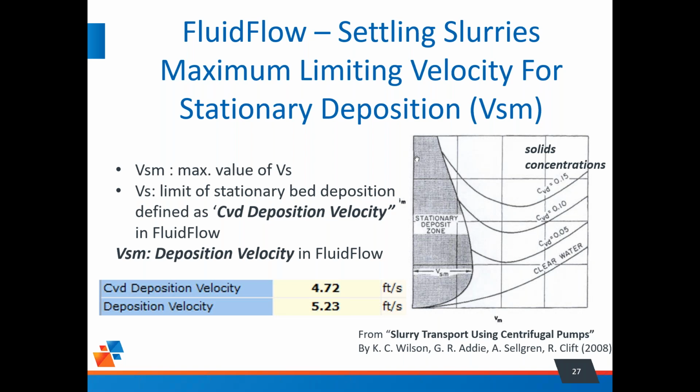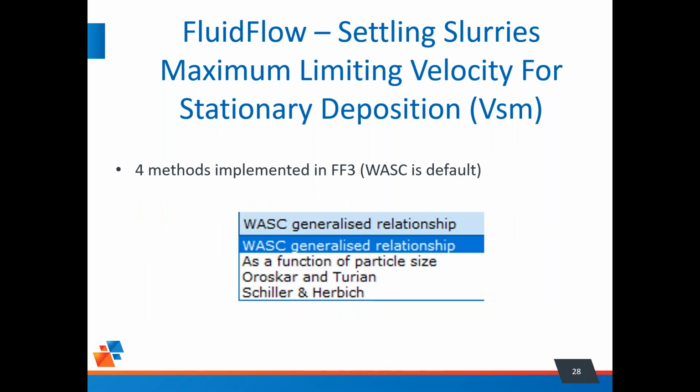In calculating the maximum limit velocity, there are four methods implemented in FluidFlow, and WASC is the default, generalized relationship, also known as Zellgren-Clift. A couple more are available there as a function of particle size that use the King formulas, Oroskar and Turian, and Schiller and Herbig. Oroskar assumes a single unique size for the particle and a spherical type particle.